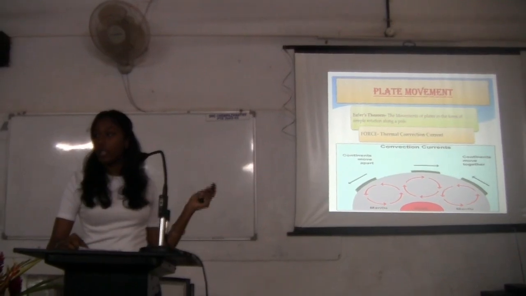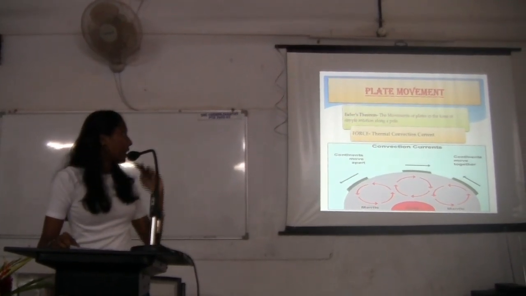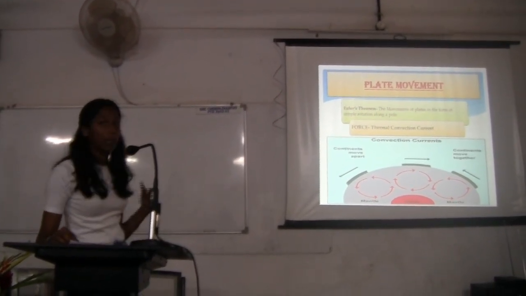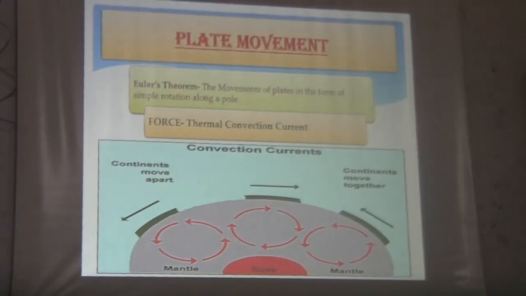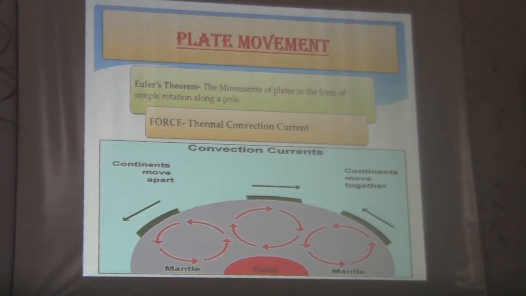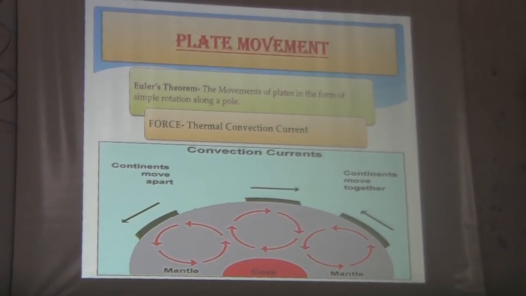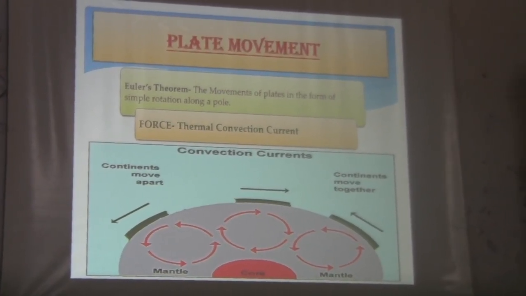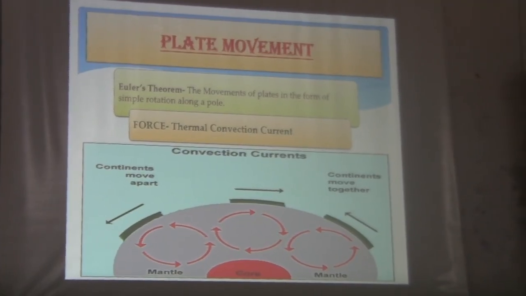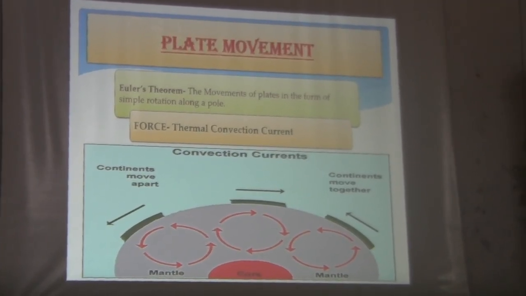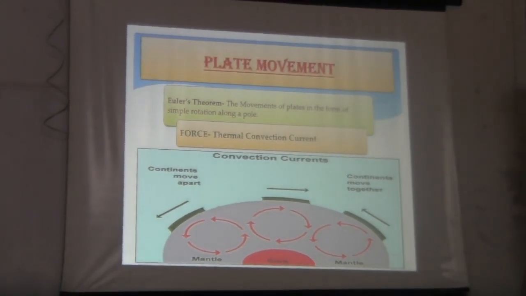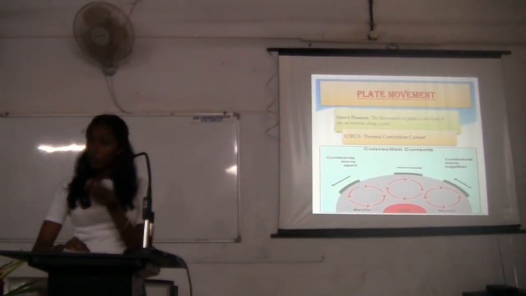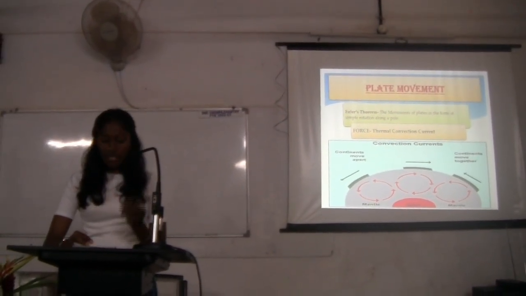The next and important section of my topic was plate movement. Plate movement was proposed by the theory of simple rotating along a curve. Here, the force is thermal convection force. In the core and mantle, the less dense and warmer fluid floats and denser and cooler fluid sinks due to temperature difference. They act as a cycle and repeat. So the plates are moved due to the temperature difference in the cycle.